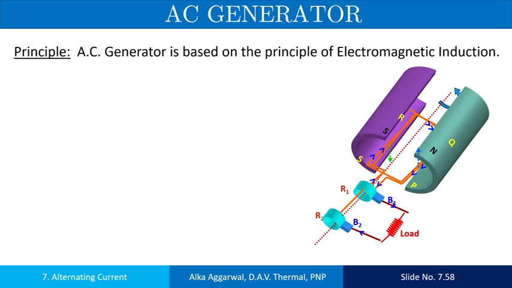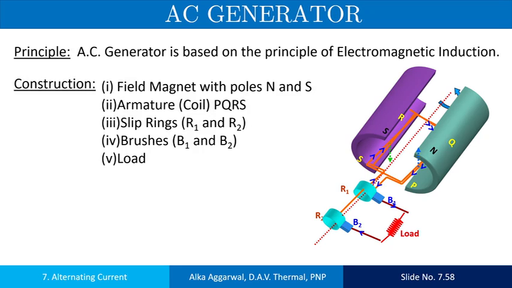It is a diagram of the generator. The generator consists of field magnets. These two are the field magnets. One is the south pole and the other is the north pole. The armature is the coil PQRS, which is made up of copper, and there are a large number of turns, and each turn is well insulated from each other. The armature rotates within the magnets.